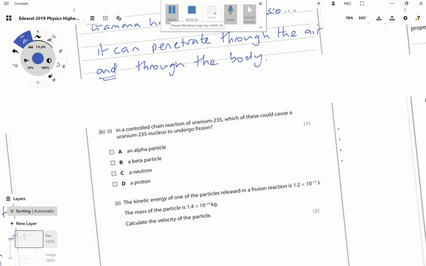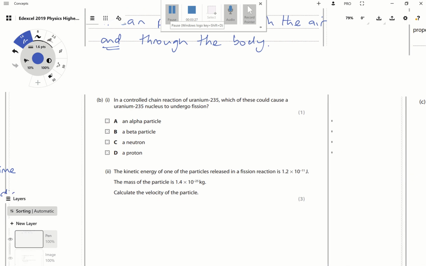That's that done. Next one, in a controlled chain reaction of uranium-235, so there's uranium-235, 92. Which of these could cause the nucleus to undergo fission? So we've learned we need to have a neutron with the correct velocity. That'll then get absorbed by the uranium to form an unstable intermediate, and then that'll split into some daughter nuclei and will propagate some new neutrons. Neutron, neutron, neutron. And then these will then go on to cause the chain reaction. So crucial answer, which of these could undergo fission? We're going to need to fire a neutron at it.